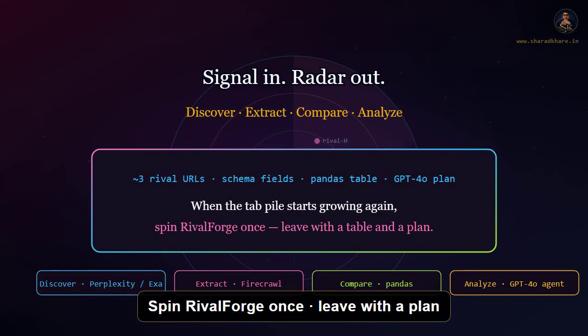Signal in, discover 3 URLs, extract schema fields, compare rows, analyze gaps, report out. When the next competitor research pile starts growing on your desktop, do not open 20 more tabs. Spin up RivalForge once and leave with a table and a plan.